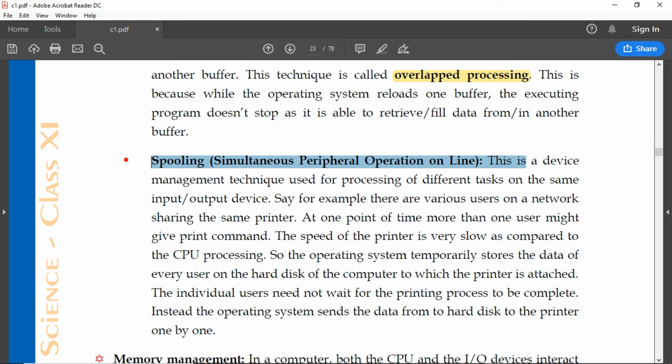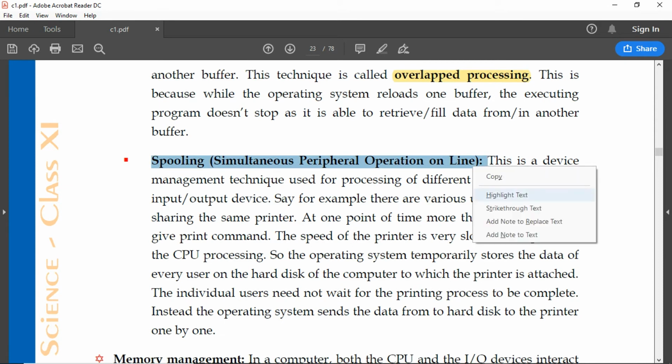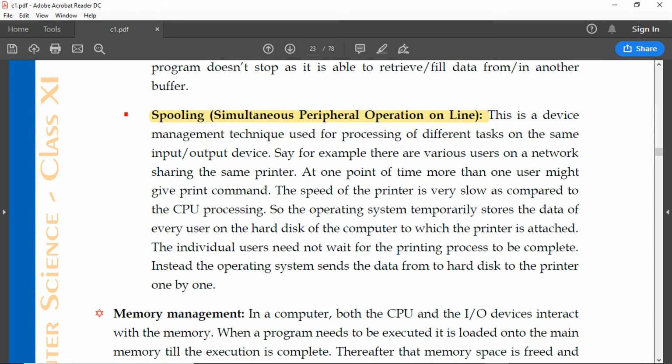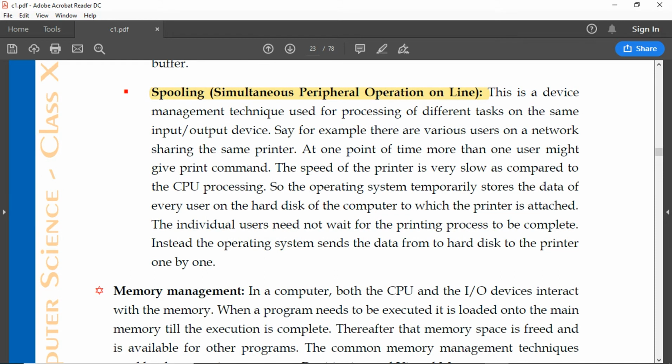Spooling, simultaneous peripheral operation online. This is a device management technique used for processing of different tasks on the same input/output device. Say for example there are various users on a network sharing the same printer. At one point of time more than one user might give a print command. The speed of the printer is very slow as compared to the CPU processing.